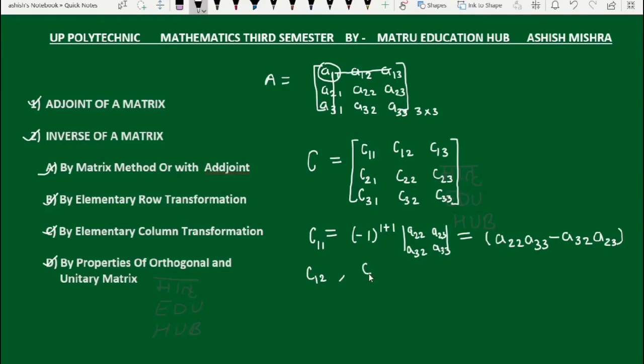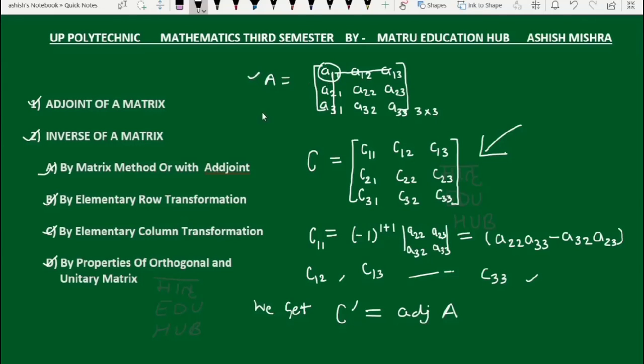Similarly, C12, C13 up to C33 can be obtained. After finding all the C's and putting them in the matrix C, we get the transpose of C, that is C dash. This is known as the adjoint of matrix A. Very easy. That is, C dash is defined as the adjoint of a given matrix A.